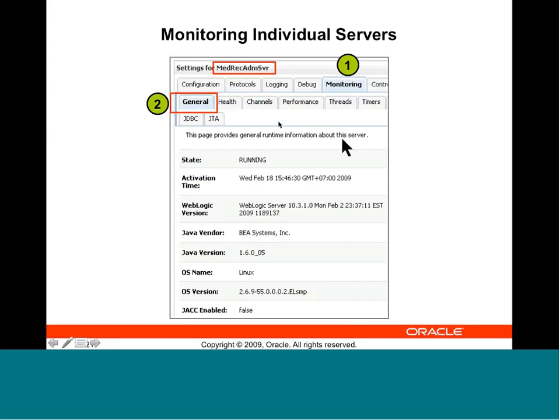Now, monitoring individual servers. You can go to your server, select monitoring, and see health, channel, performance, threads, timers. Here, as an administrator, what we need to be capable of is generating thread dumps and then doing thread dump analysis. Similarly, memory dump or heap dump, or trace dumps. There are different types of dumps which you need to capture, and then do analysis. That is called thread dump analysis. Thread dump analysis and memory analysis are important tasks which you will be doing.